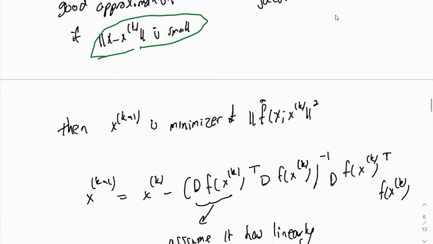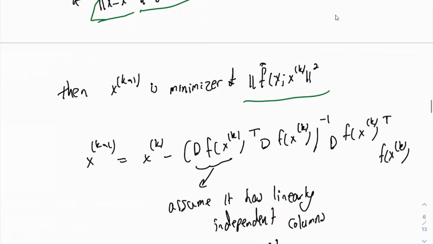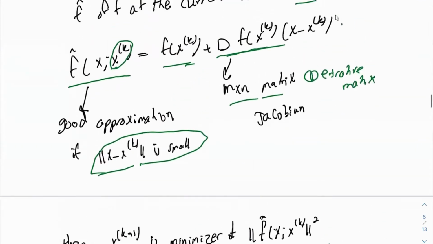Then to find x of k plus 1, the next estimate, what we do is find the minimizer of this affine approximation. We find the affine approximation, and we minimize it. But this is affine, so it is very easy for us to do that. We know how to do it. We spent entire videos talking about this stuff. What is that equal to? Let's see. This is the equation of the update. But why is that correct? You see these equations everywhere, but why are they correct?